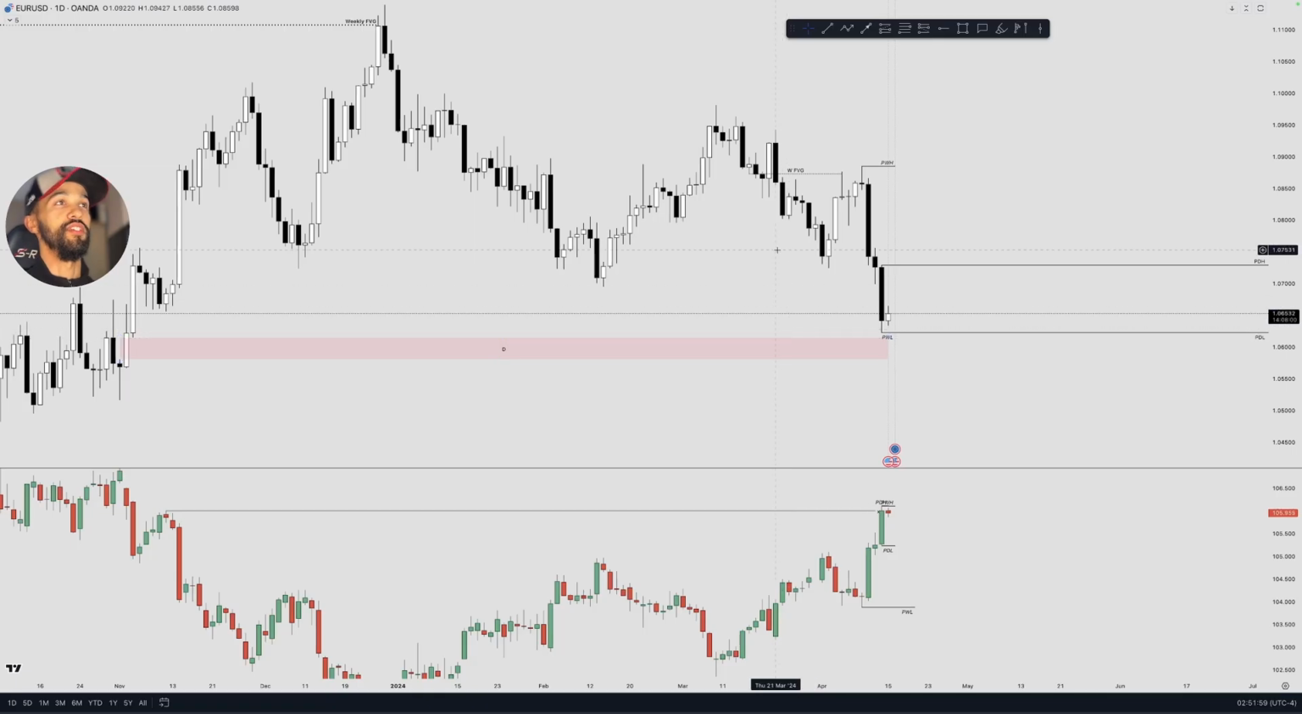Okay, we're starting off on the daily. On the top is EU, on the bottom is DXY. What can we see from the daily? Of course, last week, pretty much the entire week since we swept our previous weekly high on Tuesday, we closed out bearish every single day, and of course on the Friday it was another bearish engulfing.